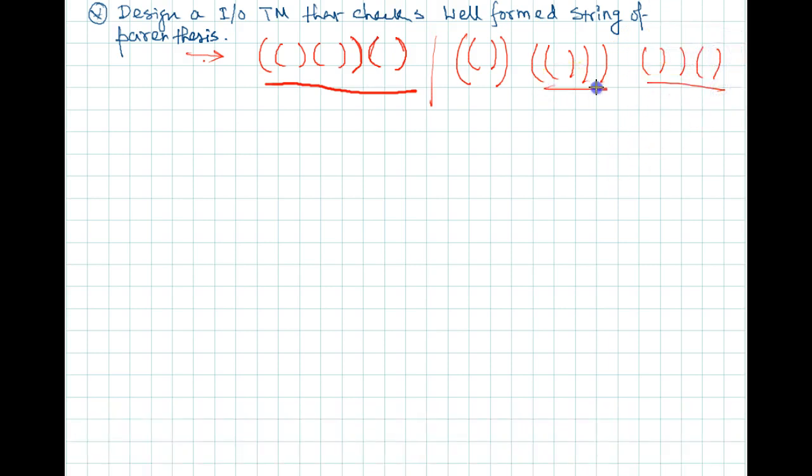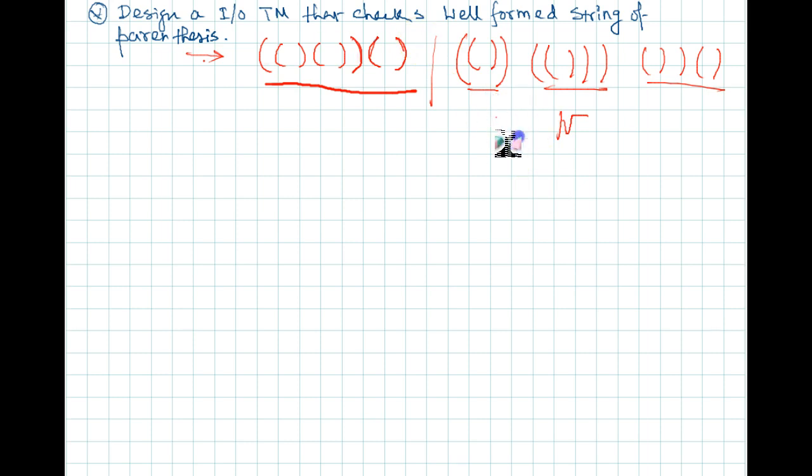So the Turing machine is going to take the input string with the parentheses, opening and closing brackets, and it will check whether the brackets are well-formed or not. If it is well-formed, then it is going to write y into the tape. If it is not, it is going to write n. So the idea is very simple here.